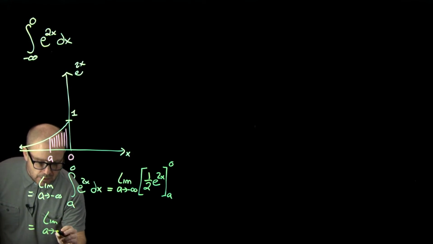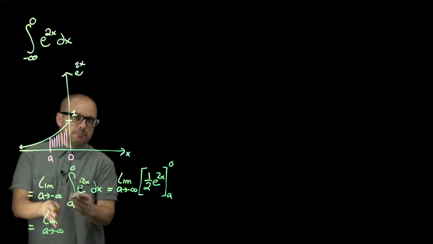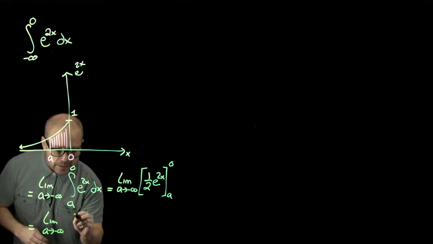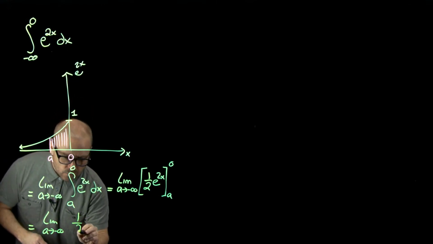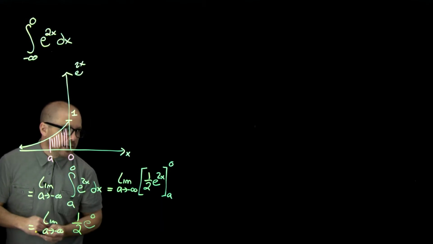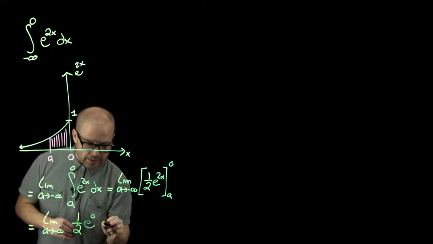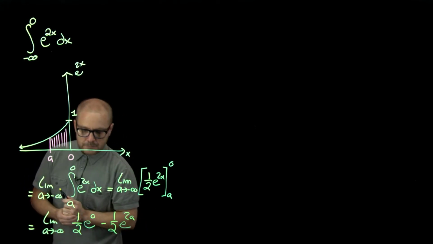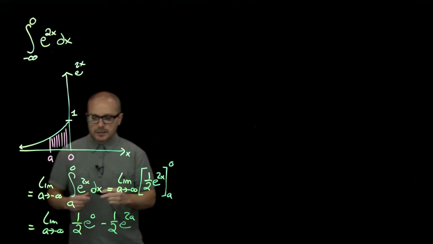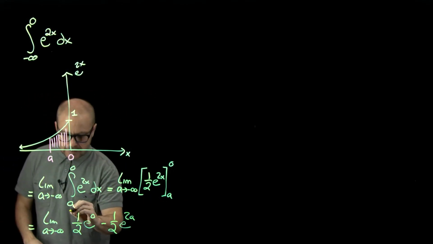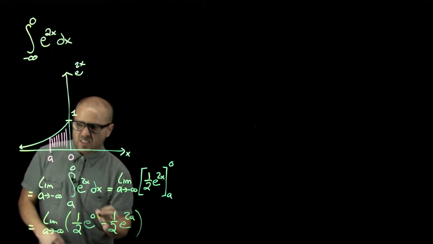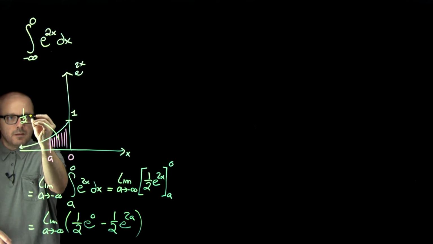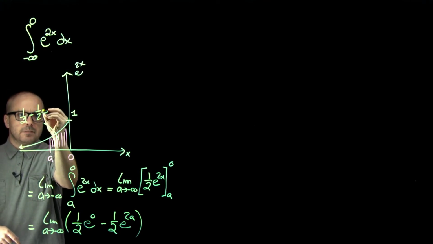So we're looking at the limit as a approaches negative infinity. And remember that limit doesn't really affect anything until we're done with the integration. So that's 1/2 e to the 0, which is e to the 0 is 1. So that's just going to be 1/2 minus 1/2 e to the 2a. So again, let's remind ourselves, what is that just telling us at this stage? What we have here so far is 1/2 minus 1/2 e to the 2a.